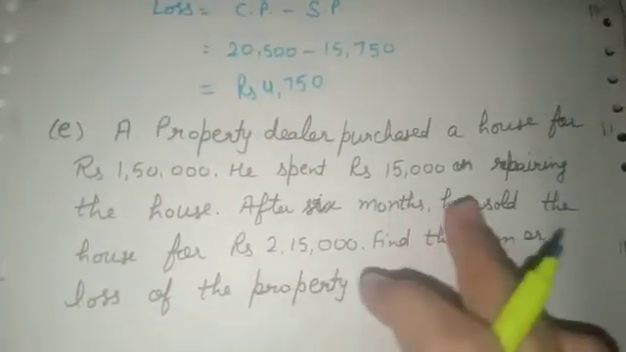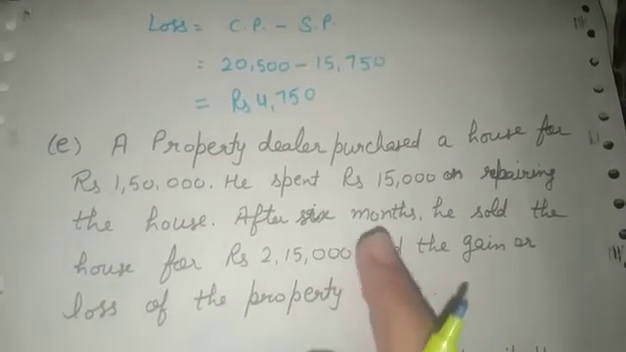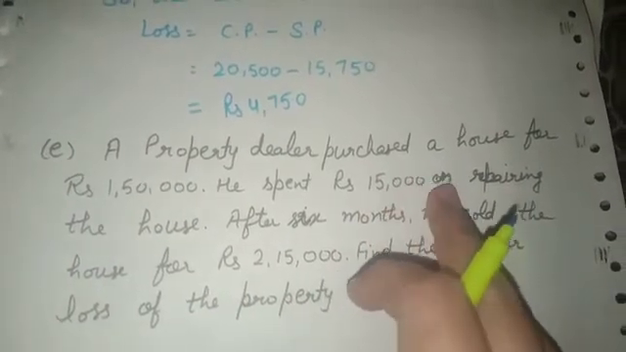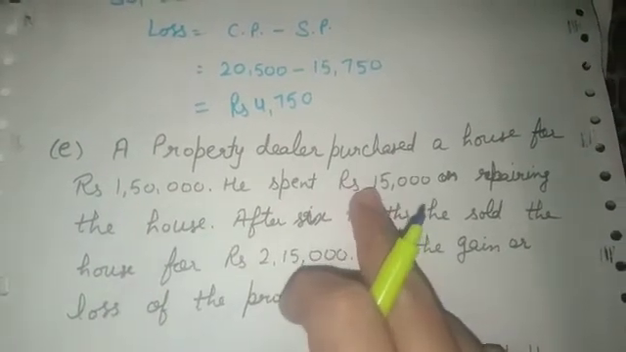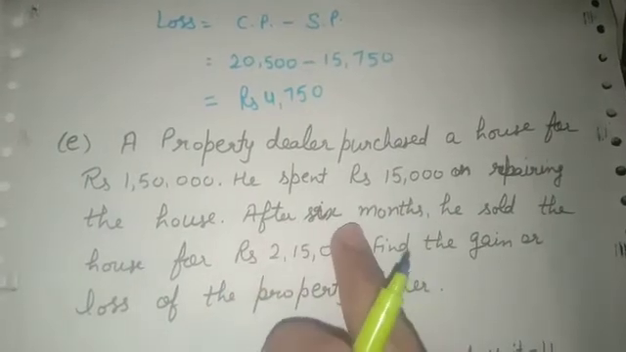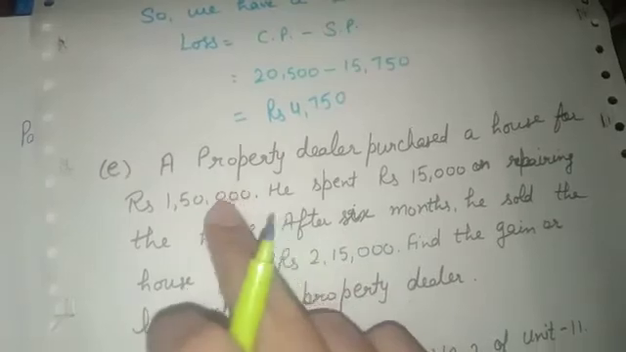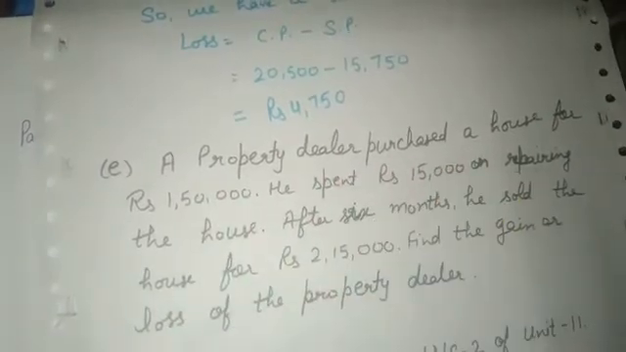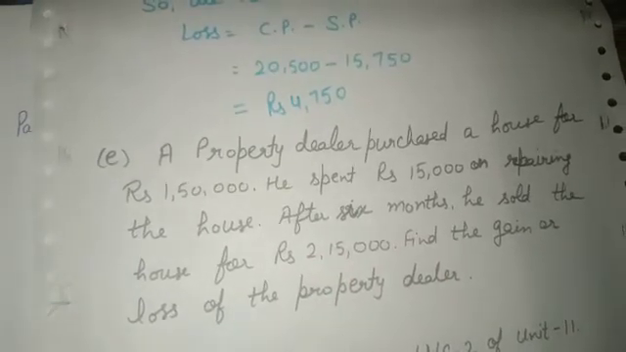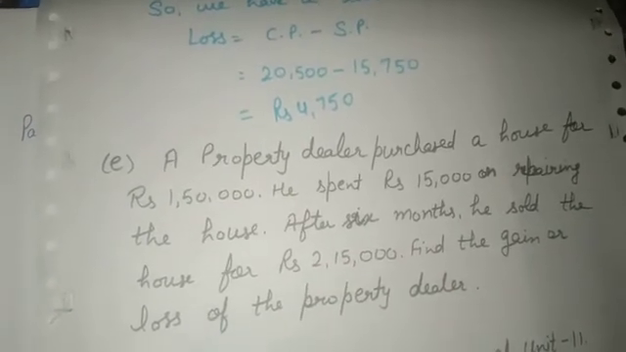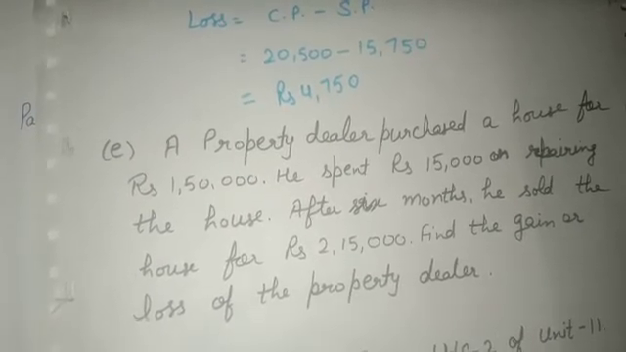A property dealer purchased a house for rupees 1,50,000 and spent rupees 15,000 on repairing the house. Cost price is this, repairing charges is this. After 6 months, he sold the house for rupees 2,15,000. Firstly, we will add both the things to get total cost price. Then sold it for this. Find the gain or loss of the property dealer. Okay, you can do this question on your own by comparing the total cost price and the selling price.